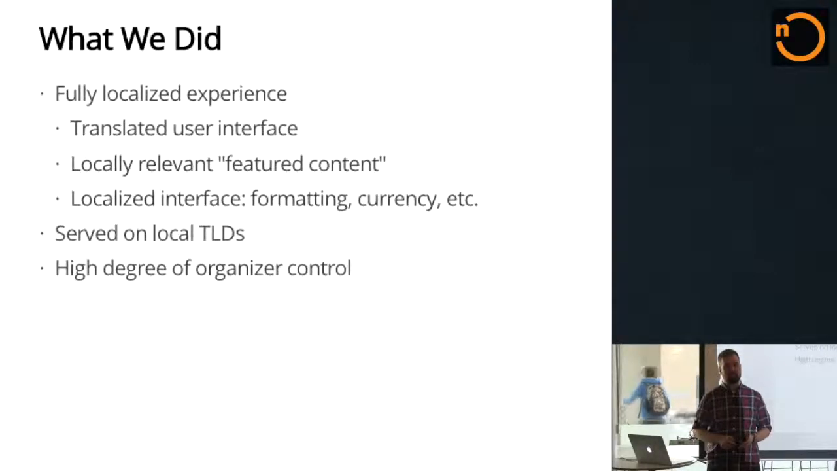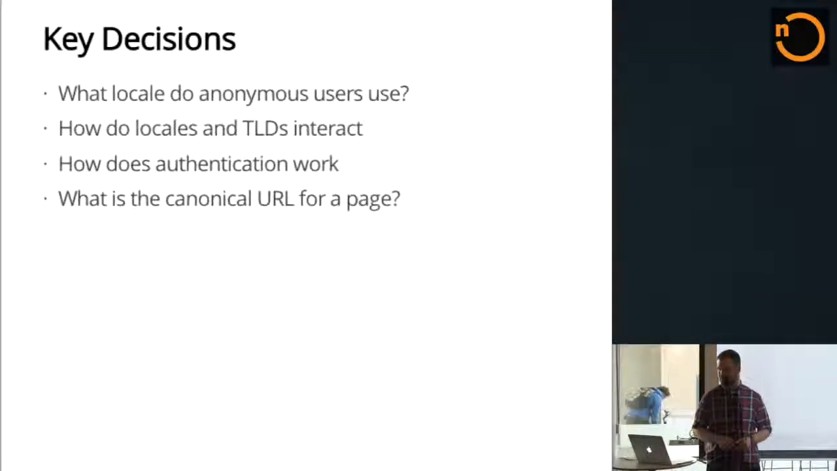we were serving this on many TLDs. So that means that there's an eventbrite.fr that serves up our French site. There's eventbrite.de, .co.uk, et cetera. And I think you'll see that decision, in particular, that requirement that we had coming from our product, was responsible for some of the complications and some of the harder problems we had to solve.